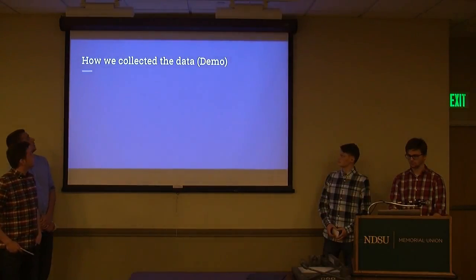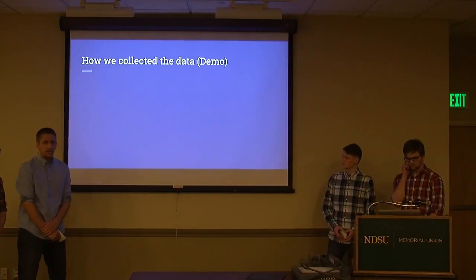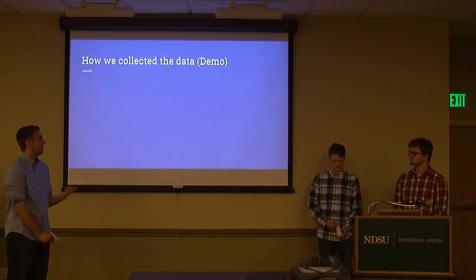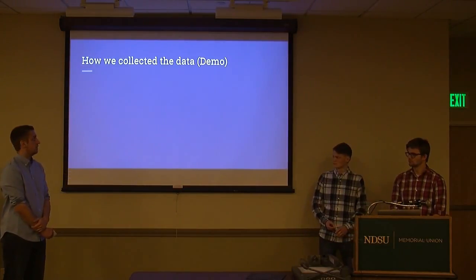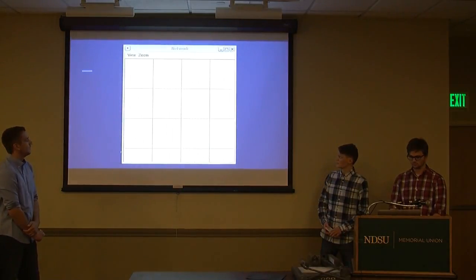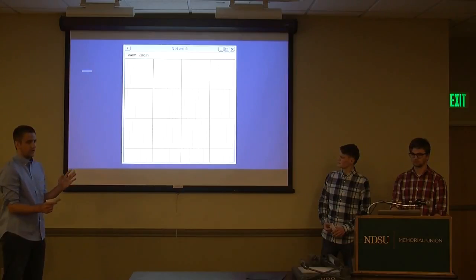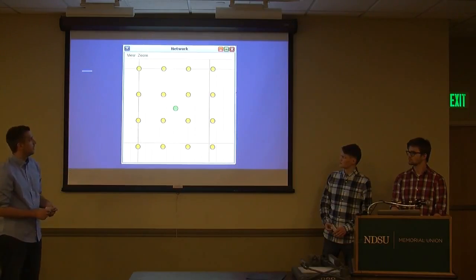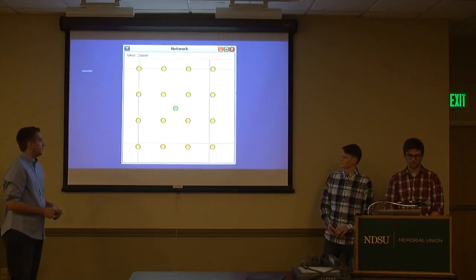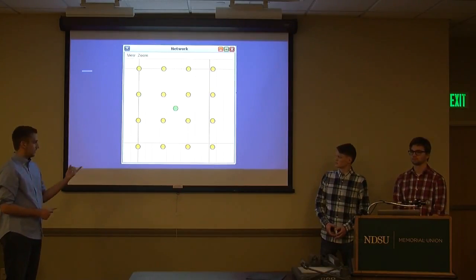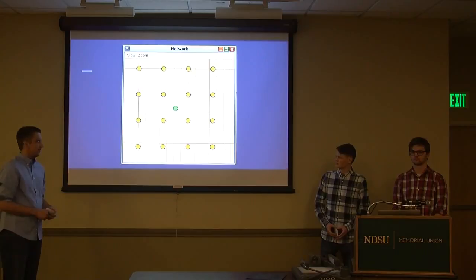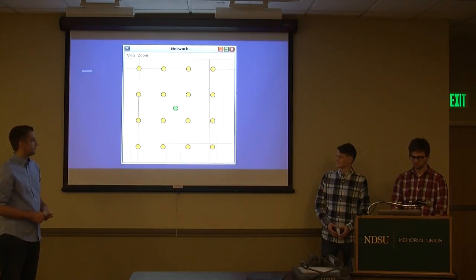Okay, so I'm going to go over how we actually ran those tests and found that data that we showed you earlier. So this is the environment that we're working in, and this is just kind of the blank canvas where we can add different types of nodes and see how they interact with each other. And so we've got some nodes set up here. The yellow ones are, again, client nodes, and the green one is the border router.